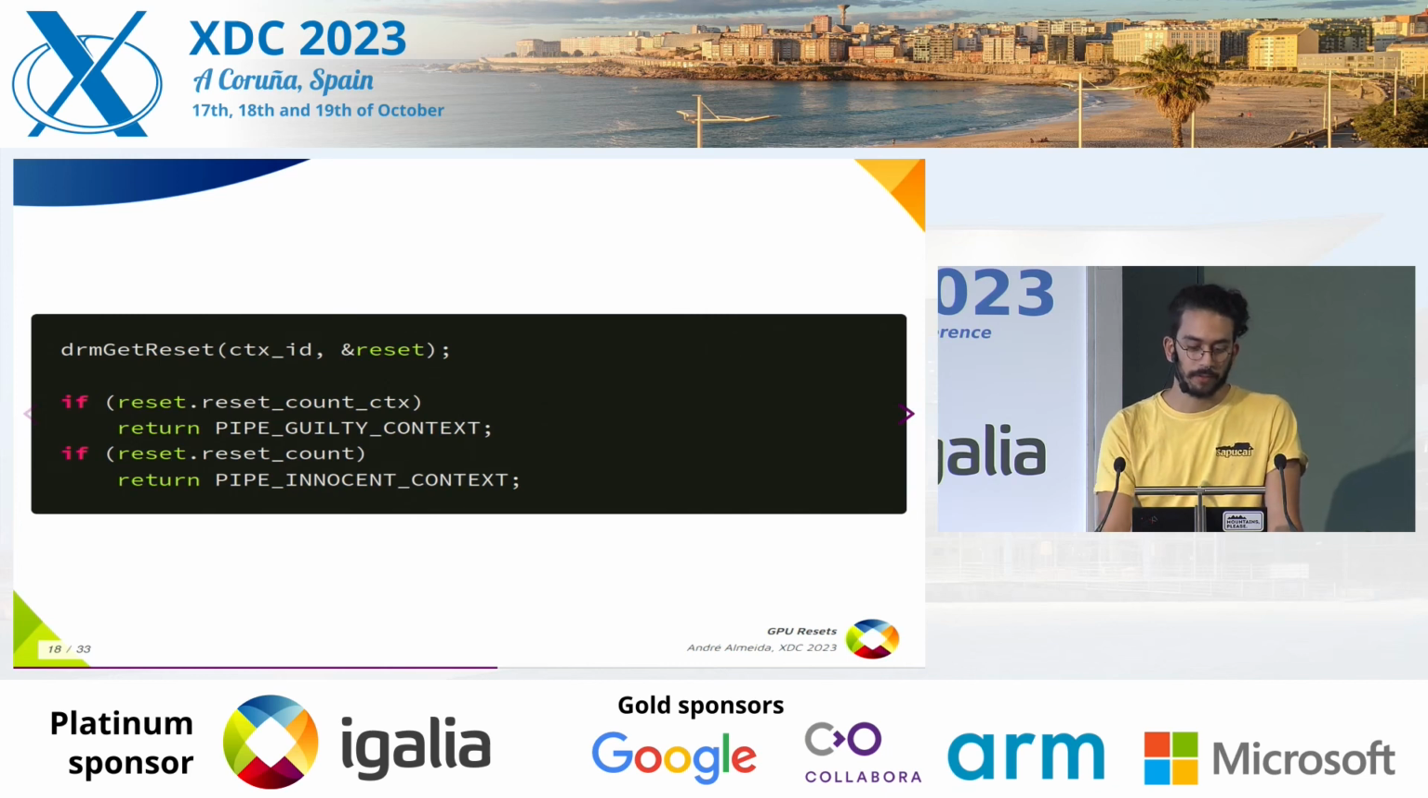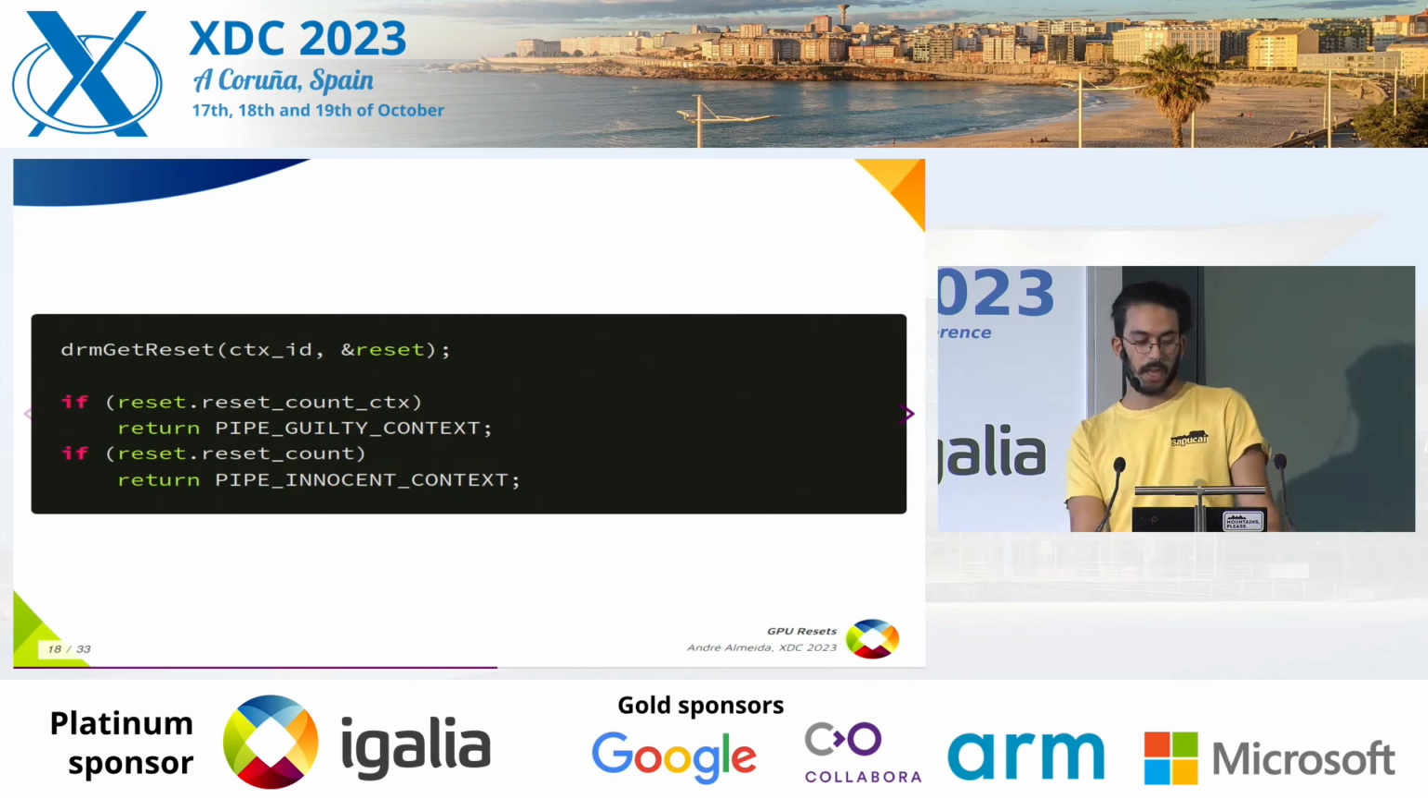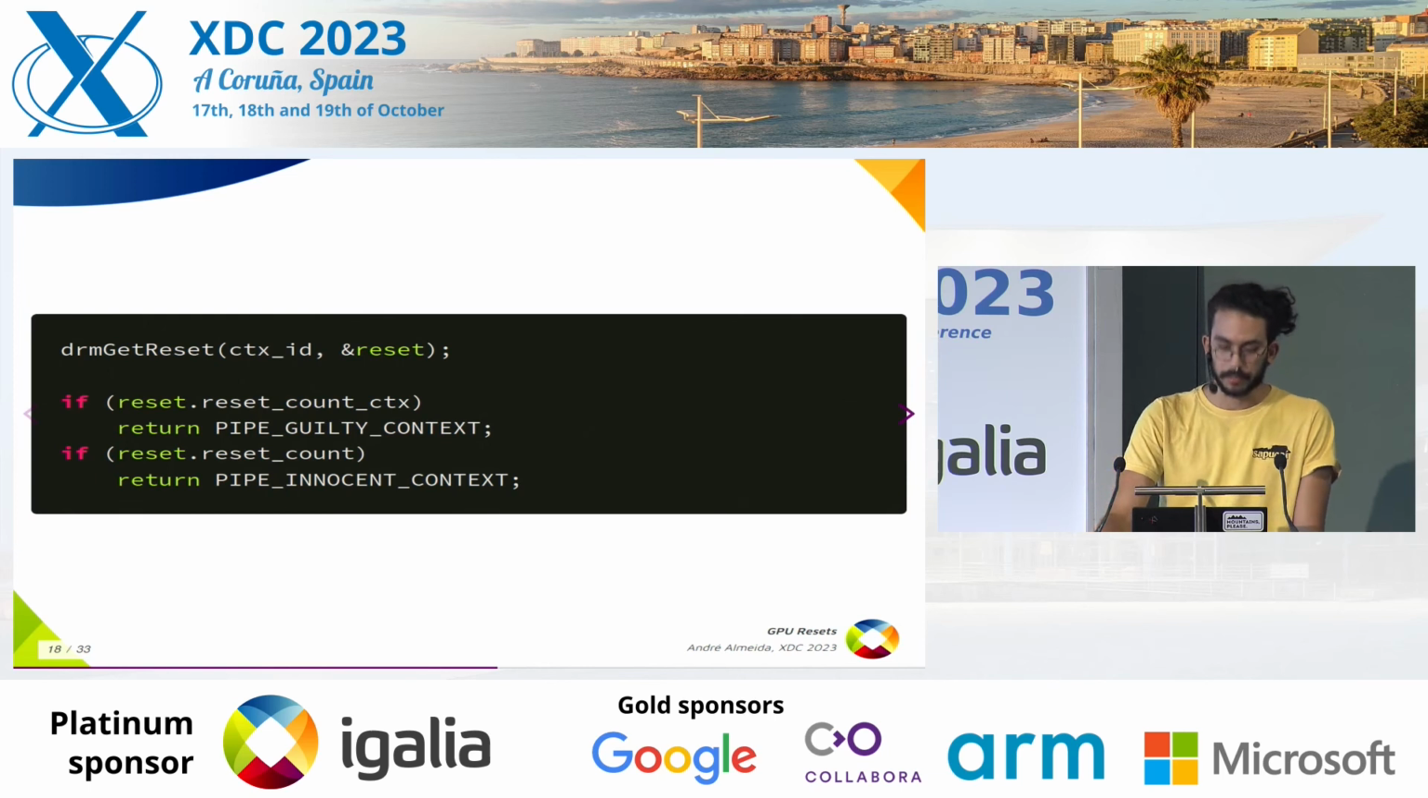If you find out that this context has some resets, that means that this context is the guilty one, so you can return that to user space. Or if you don't find any reset count for this context, but you find something for the device, that means that some other context reset the GPU.